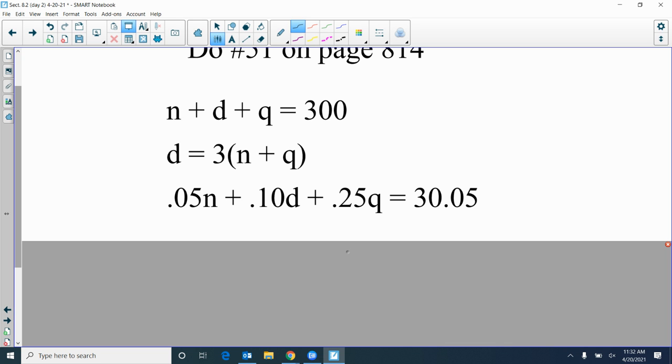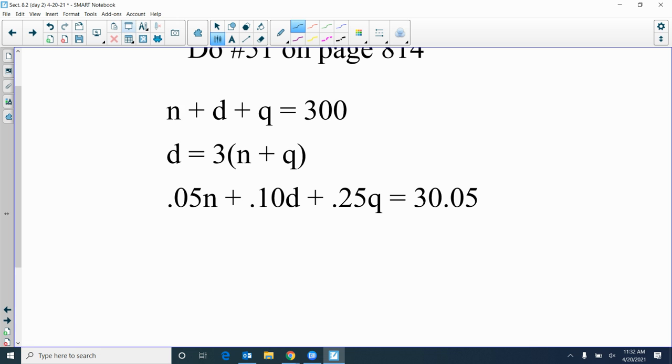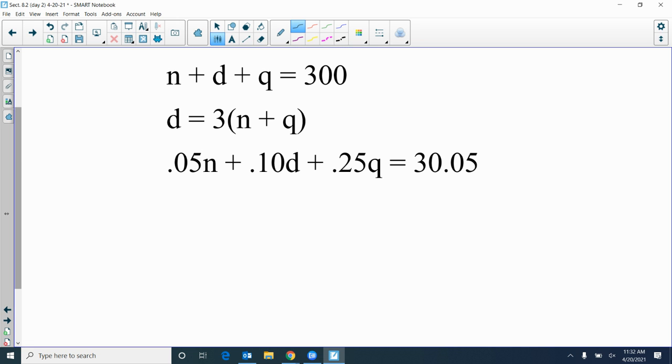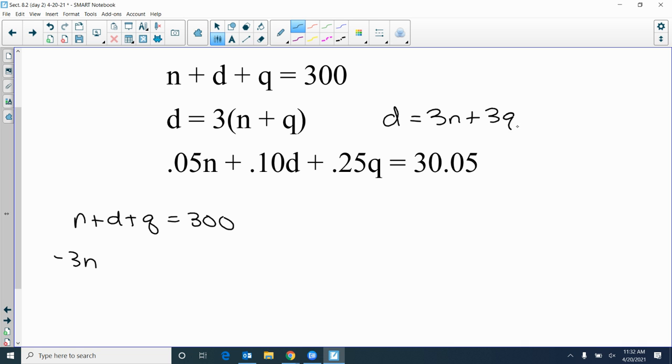Now I'm just going to give you some options from here, but then after this, you're going to save this for later. You can distribute your 3 and you can either use substitution for the D, or I can have N plus D plus Q. This is the first one. And what would this look like if I got everything on one side? Let me subtract 3N. It'd be negative 3N, because that would be D equals 3N plus 3Q. Negative 3N plus D minus 3Q equals what?